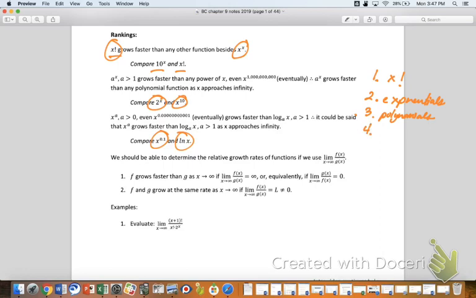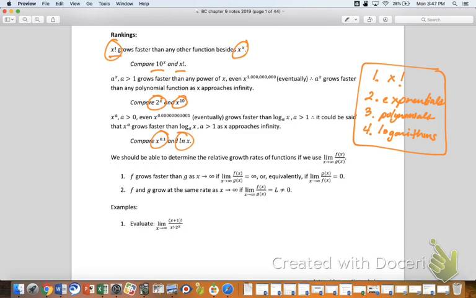And the last place, the slowest growing function, would be the logarithms, like natural log of x. Those are the slowest growing functions. As x gets bigger and bigger, they grow the slowest. So that's your rankings right there. And again, we're not going to do a whole lot with this at the moment, but as we get a little further into Chapter 9, I think we're going to see some places where your intuition about this is really going to serve you well.